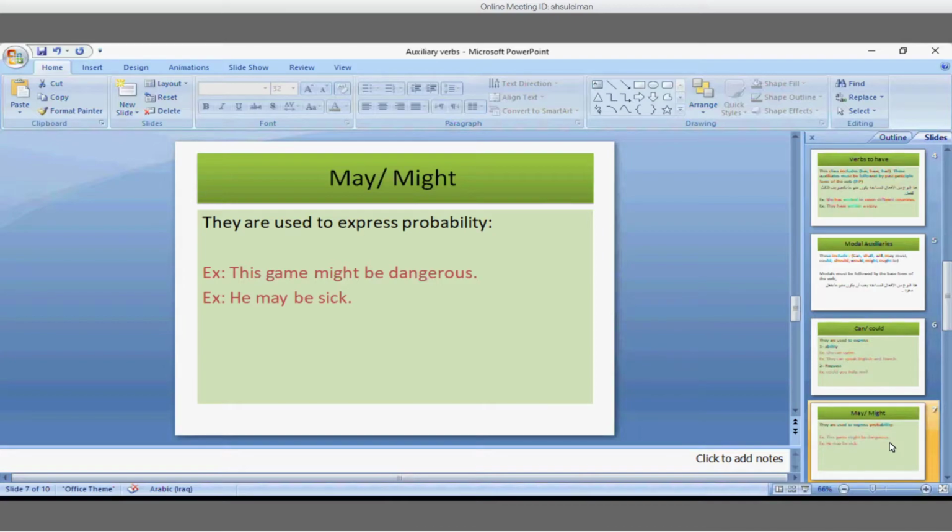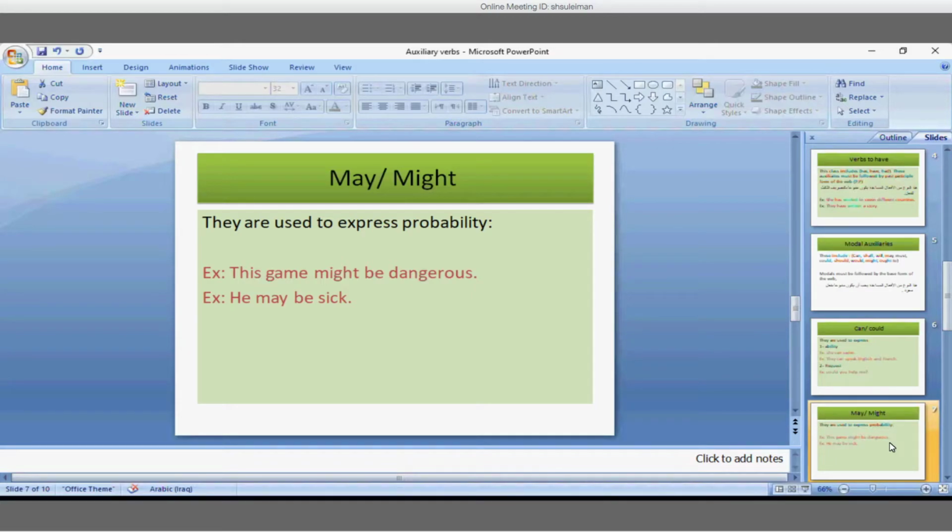For example, this game might be dangerous. This game might be dangerous. هذه اللعبة ربما تكون خطرة. احتمال تكون خطيرة هذه اللعبة. I'm not sure actually that this game is dangerous, but it may be dangerous or might be dangerous. It's probably dangerous. So إذا أريد أتوقع أو أشير إلى أن احتمال هذه اللعبة تشكل خطر أقول this game might be dangerous.